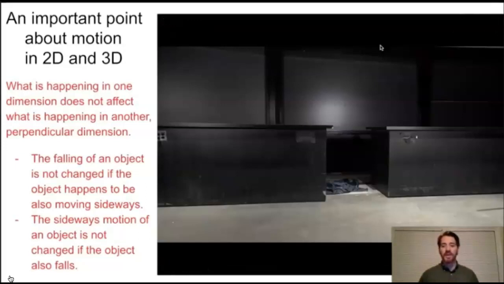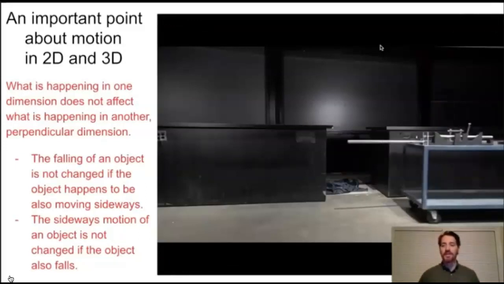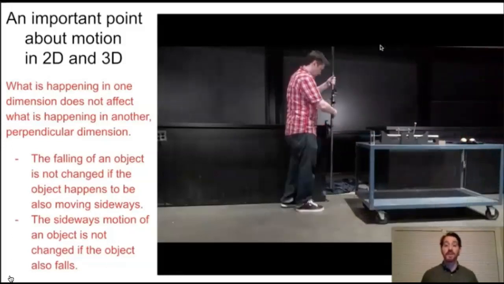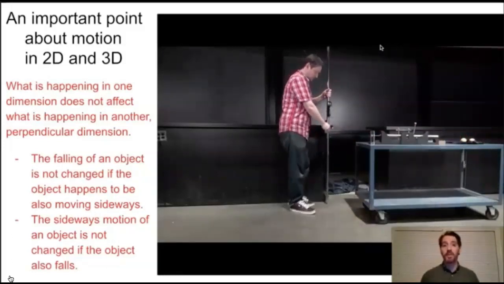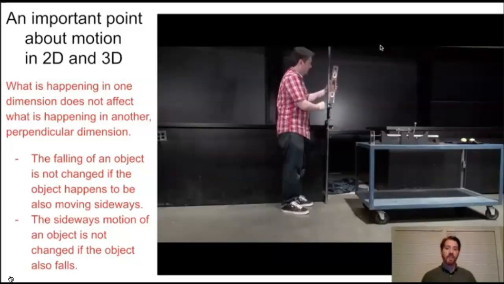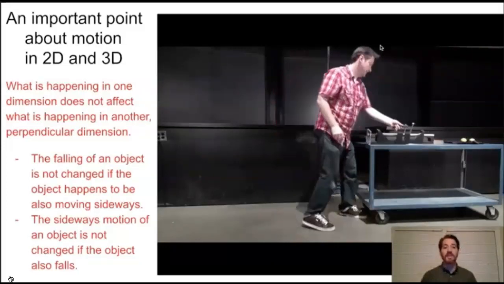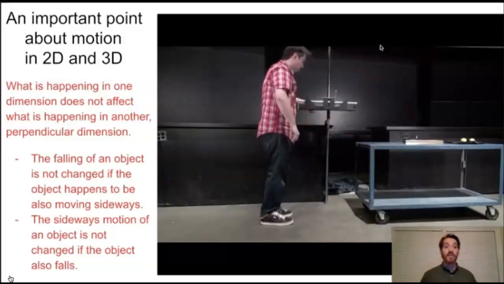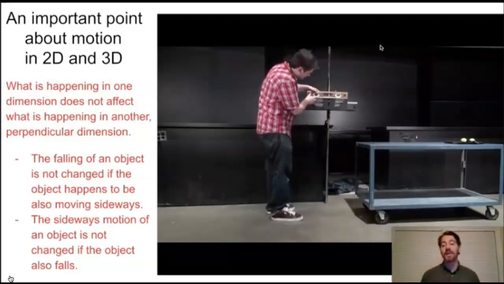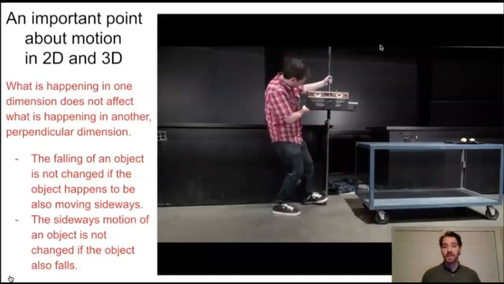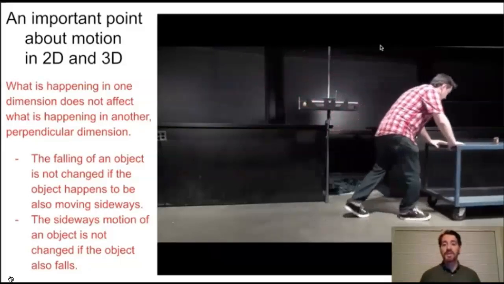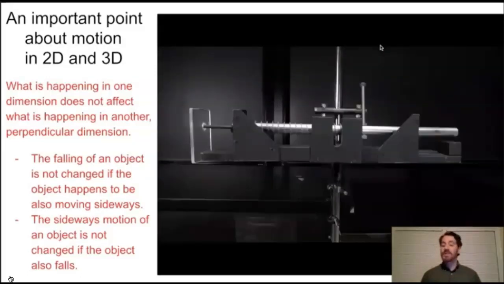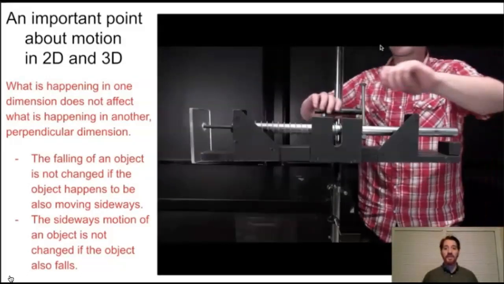I don't know who Alan is, but he's some very nice physicist who has decided to set up some lab equipment to demonstrate something really important to us about motion in two dimensions. As it says down the left side of the screen here, what's happening in one direction or one dimension does not affect what's happening in another dimension. So he's taking out this equipment, he's making sure it's nice and level.